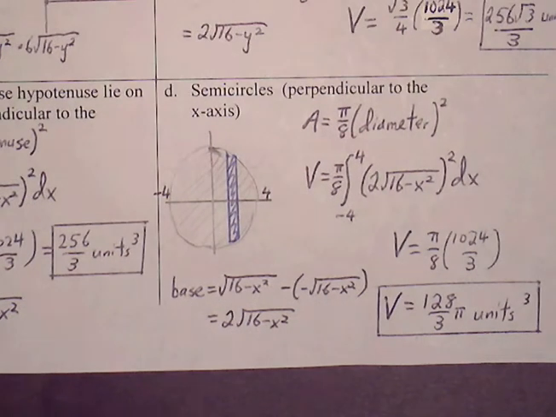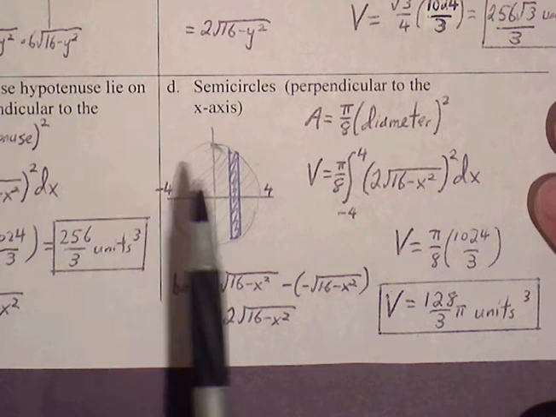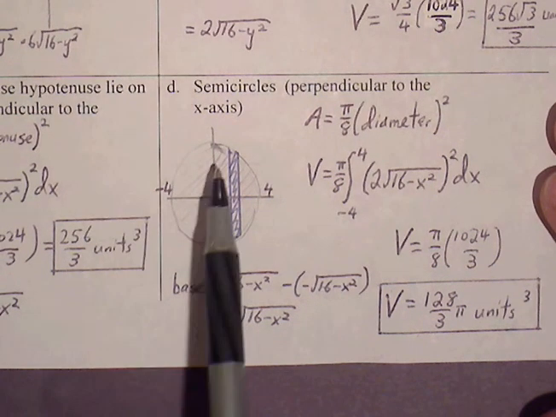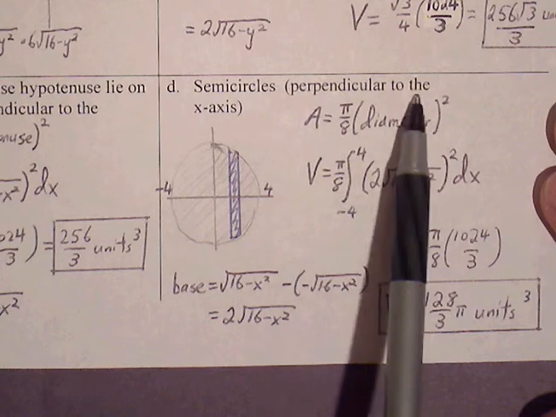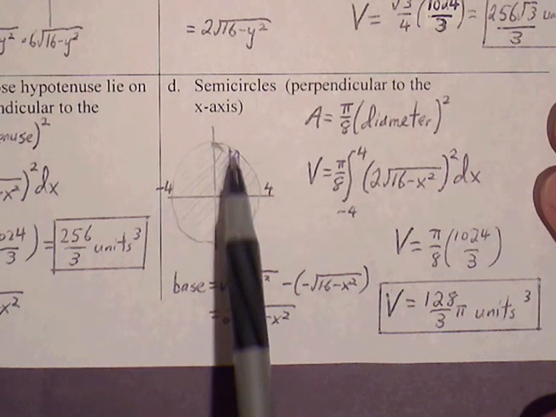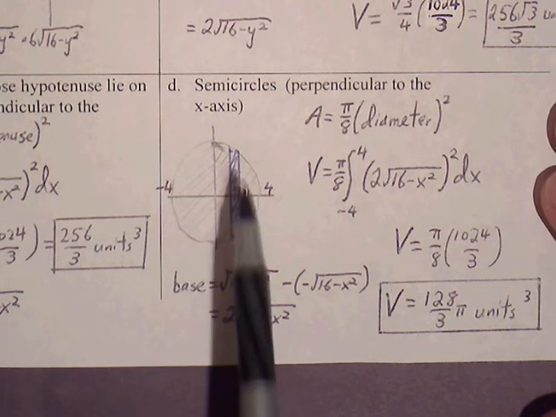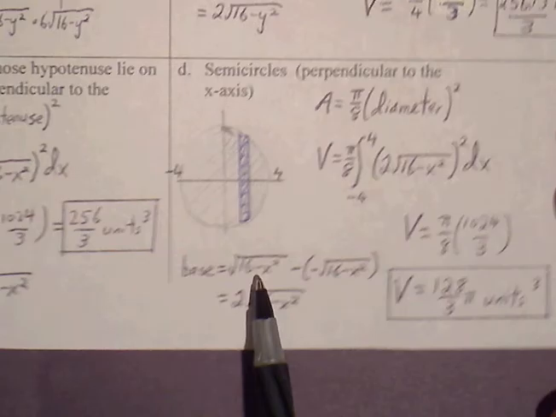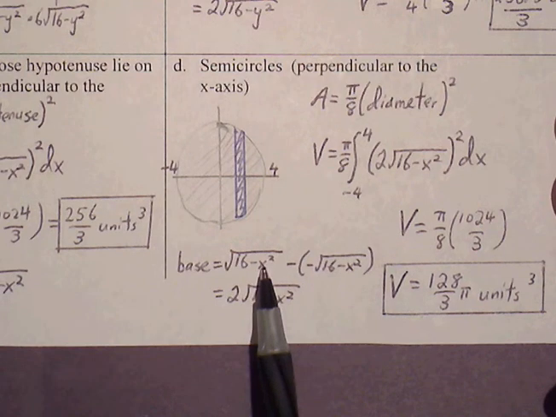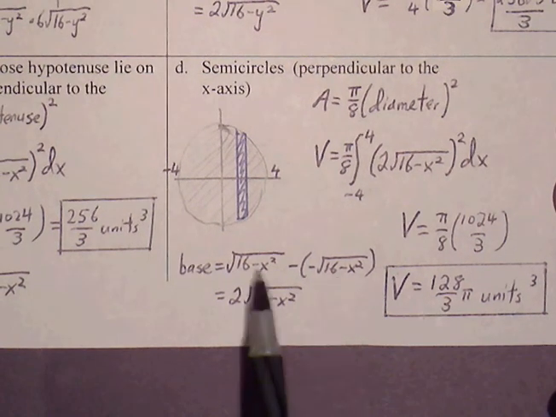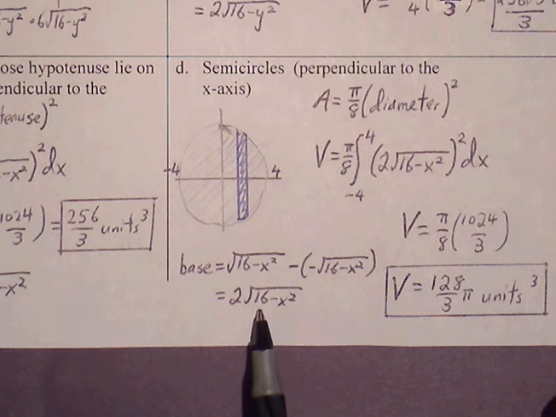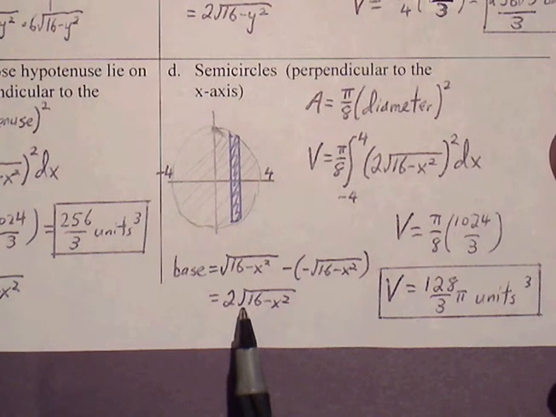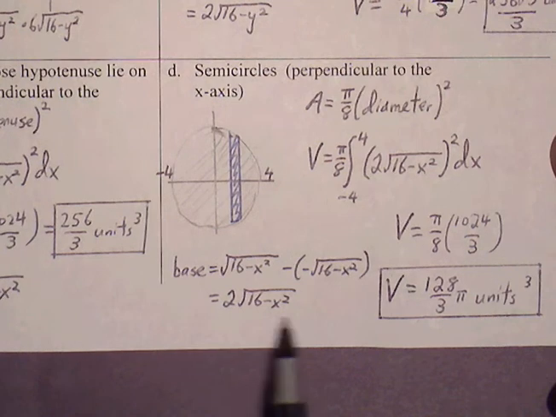Okay. Part D, we have semicircles. That's where it'll be similar to part C, where our cross section is perpendicular to the x-axis. So here's the x-axis, perpendicular, it'll go vertical. So top minus bottom, again, we're going to have the same setup as part C. Root 16 minus x squared minus a negative root 16 minus x squared. Add those two together to be 2 root 16 minus x squared. But now this base will represent the diameter of a semicircle.